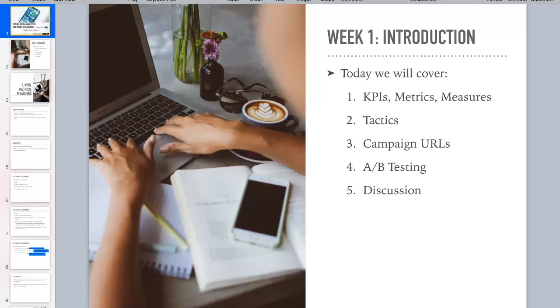We're also going to look at campaign URLs and why they're valuable and how we can create custom campaign URLs to use to track measures and metrics and KPIs. And then we're going to look at A/B testing, which is very important in testing different tactics and strategies to increase our results. And then we're going to introduce this week's discussion question.